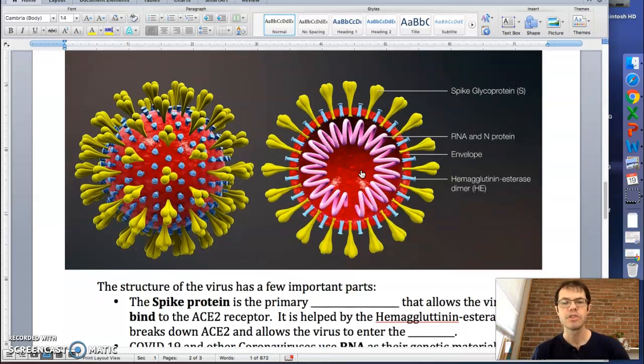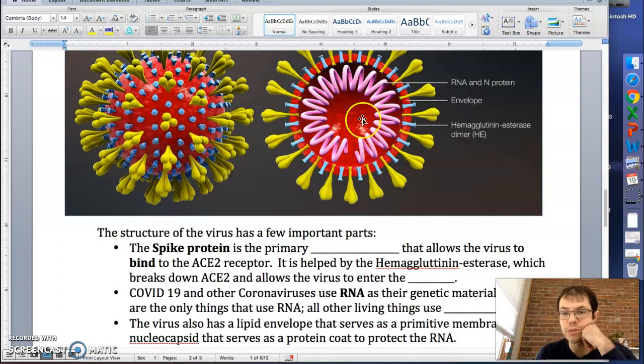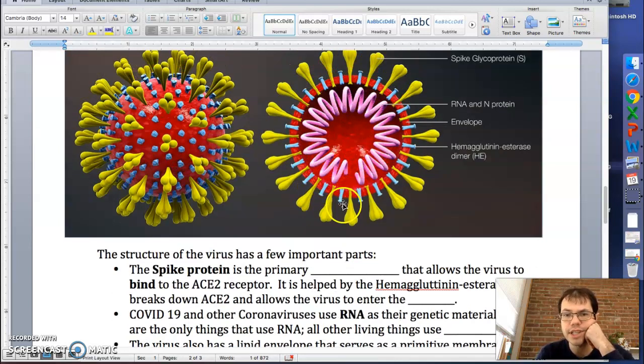Okay. So this is the actual coronavirus structure itself. It's pretty simple, as most viruses are.